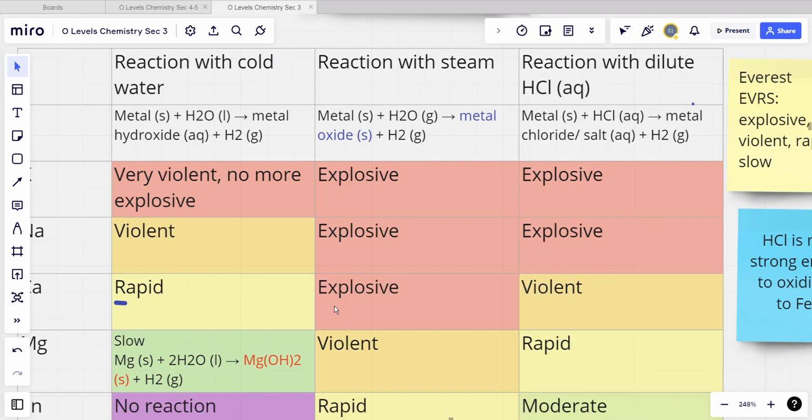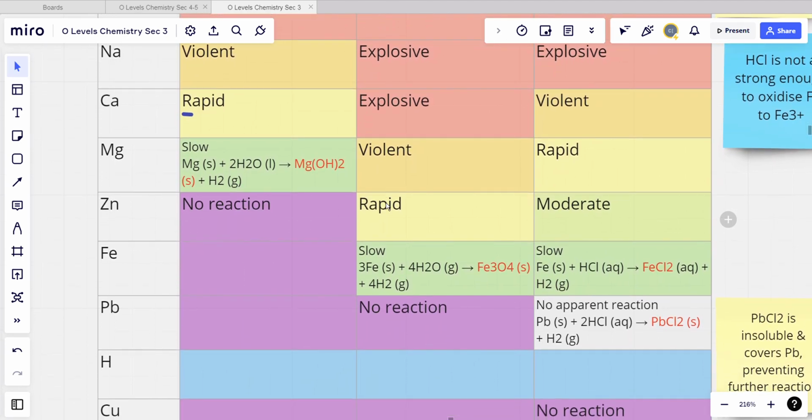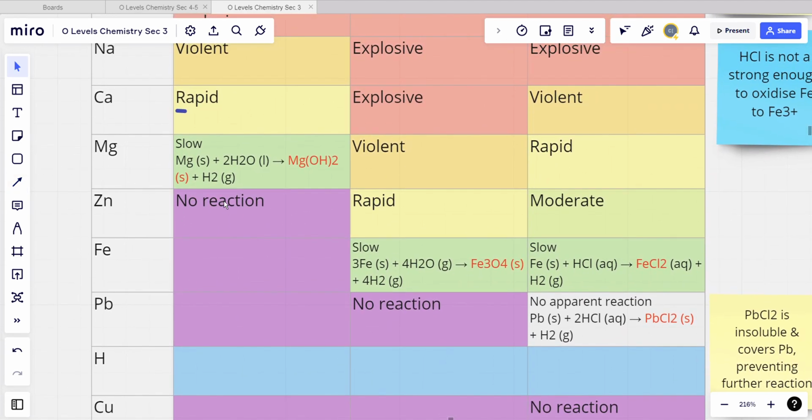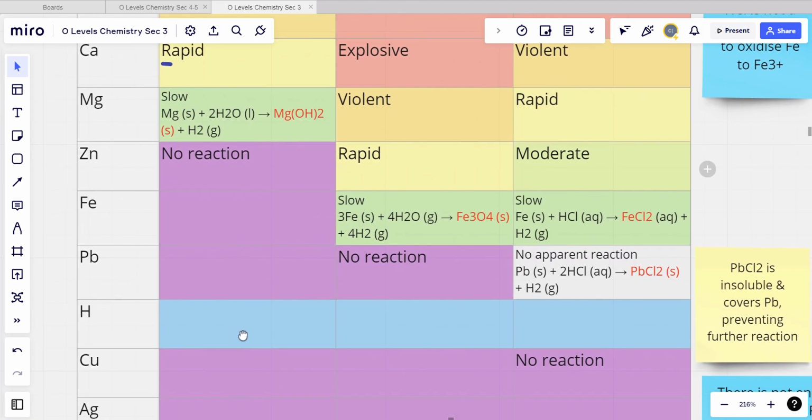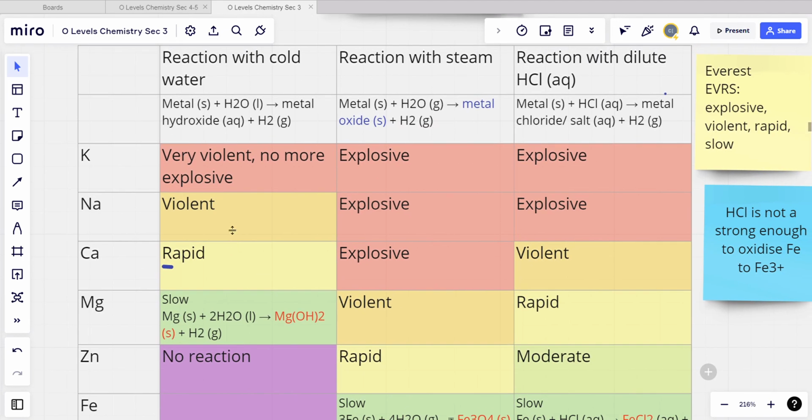Oh, by the way, in case you didn't notice, after magnesium, no more reaction already. So, good news. How I remember is, for the first one, metal plus cold water, only the first four. 1, 2, 3, 4. Alright, only the first four have a reaction. Then after zinc, good news. There's no reaction at all. So no need to remember anything.